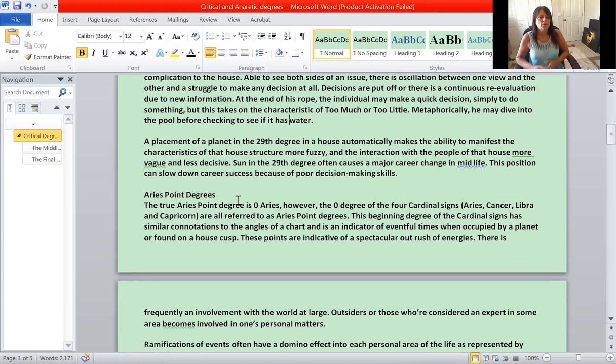All right, a placement of a planet at the 29th degree in a house automatically makes the ability to manifest the characteristics of that house structure more fuzzy, and interaction with people of that house more vague and less decisive. The sun in the 29th degree often causes a major career change in midlife. This position can slow down career success because of poor decision-making skills.